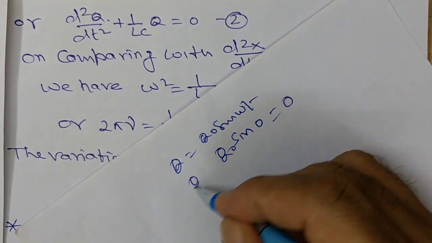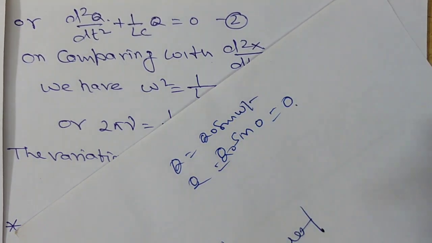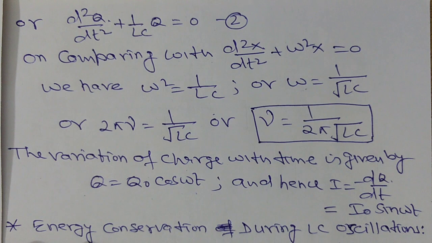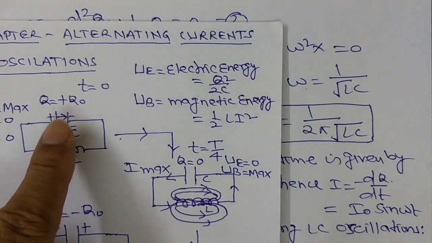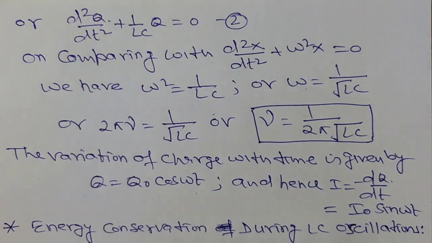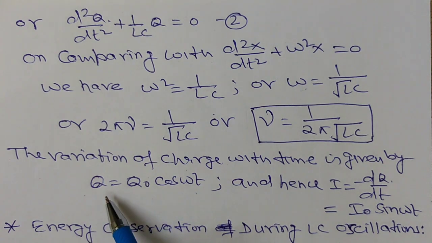charge on the capacitor is 0, but initially we consider here the charge on the capacitor at t is equal to 0 is maximum. Therefore, the variation of the charge with time is given by this relation only.